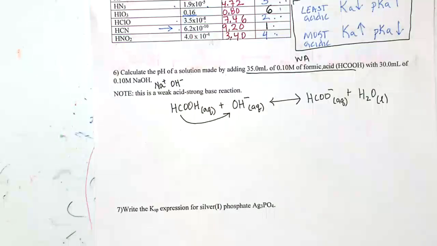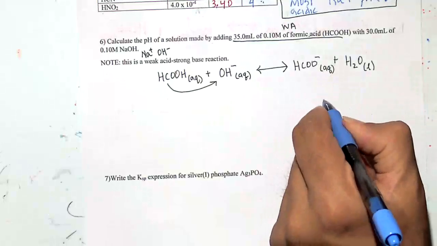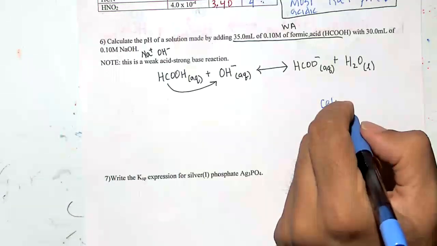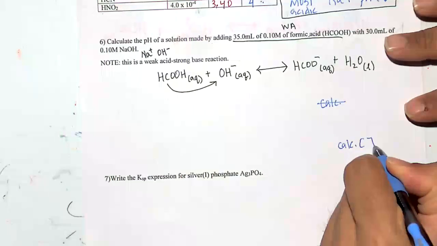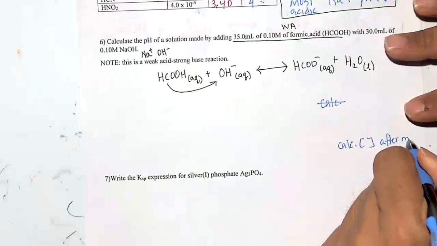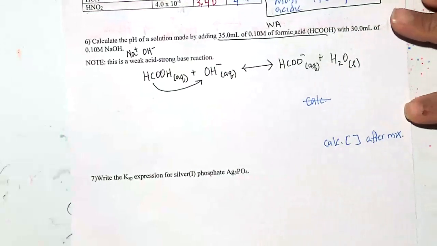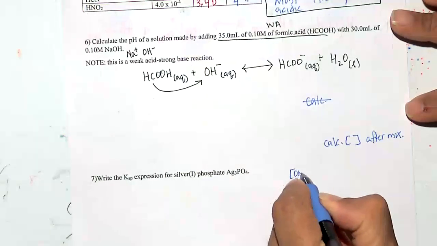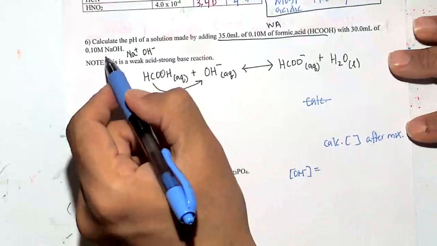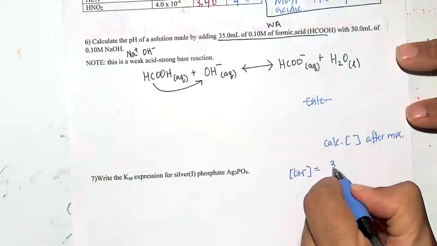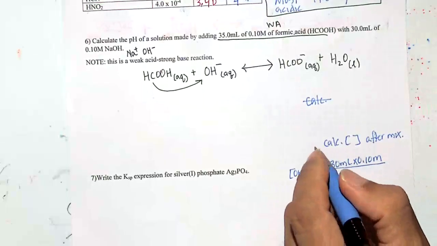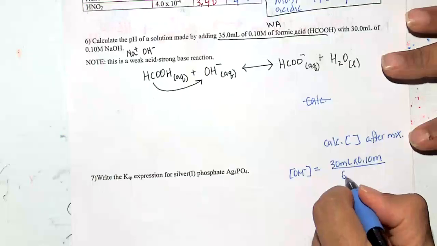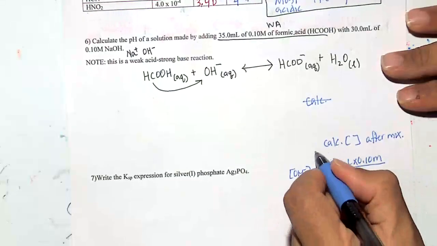All right, the next thing we will do in this type of problem is calculate the concentration after mixing. Let's do that right here. After you mix the two, we'll first do the OH minus. I got 30 mLs times 0.1 molar. What's our total volume here? 65 mLs. Okay, very good.